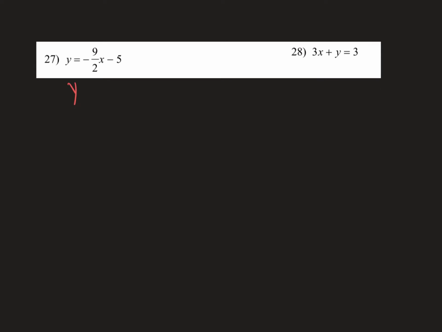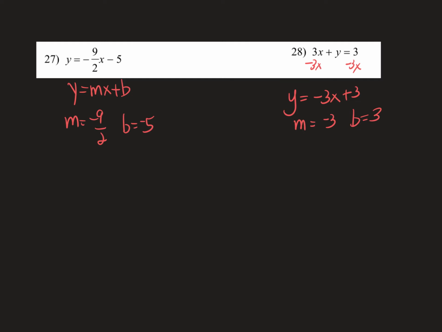27, same thing, y equals mx plus b. The slope is -9 over 2, and the y-intercept is -5. And then the last one is not in slope-intercept form, so I'll show the work putting it in slope-intercept form. y equals -3x plus 3. And then I will name the slope. That is -3, and the y-intercept is +3.